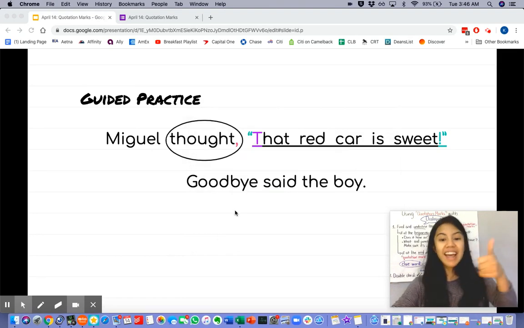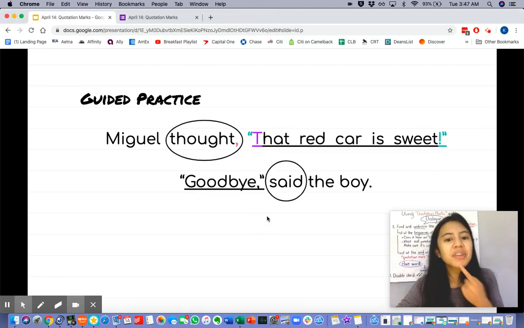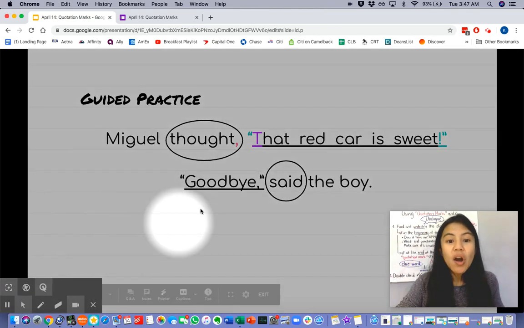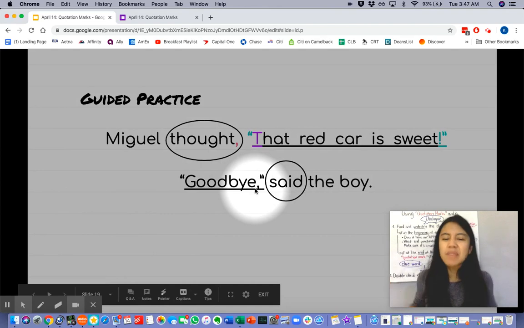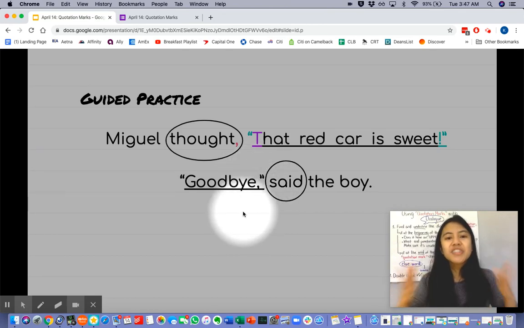Let's double check our answers. I'm looking for that clue word that shows dialogue, and I notice that I see the word said. What did the boy say? Goodbye. So, if he said goodbye, I know I need to put quotation marks around the dialogue. Scholars also notice that usually this might be a word that ends with a period by itself. But because my dialogue is in the beginning of the sentence, I need to draw a comma. Show me a yes if you got that.